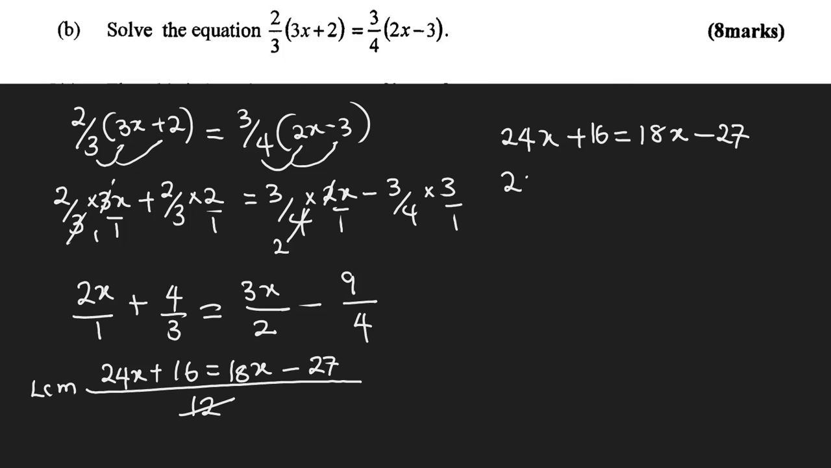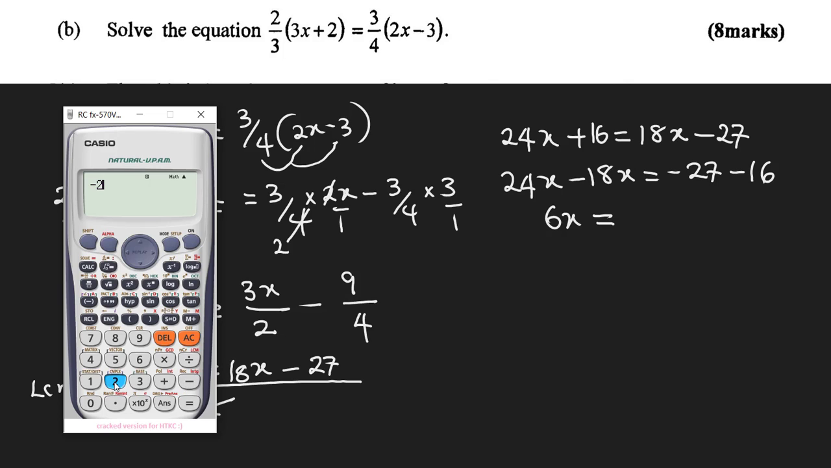24x minus 18x is equal to minus 27 minus 16, right? So 24 minus 18 is equal to 6, right? It's equal to 6x. So we have 6x is equal to minus 27 minus 16. So let's use a calculator.